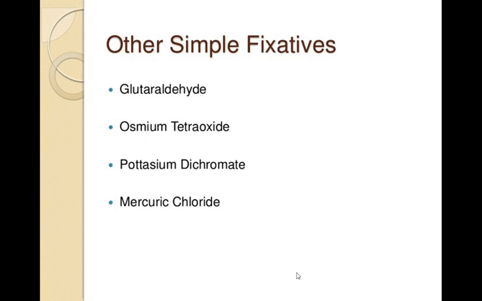And next are osmium tetroxide, potassium dichromate, and mercuric chloride. These three are strong oxidizing agents. So they would react with the side chains of the proteins. So oxidation of the protein would take place, which would ultimately result in cross linking, and the cross linking would ultimately result in the hardening of the tissue, that is the fixation.